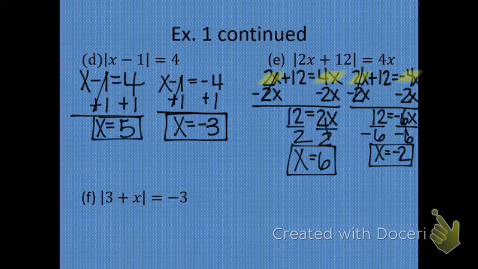All right, now we got to plug in that negative 2. What's 2 times negative 2? Negative 4. What's negative 4 plus 12? Positive 8. And then on the right side, what's 4 times negative 2?